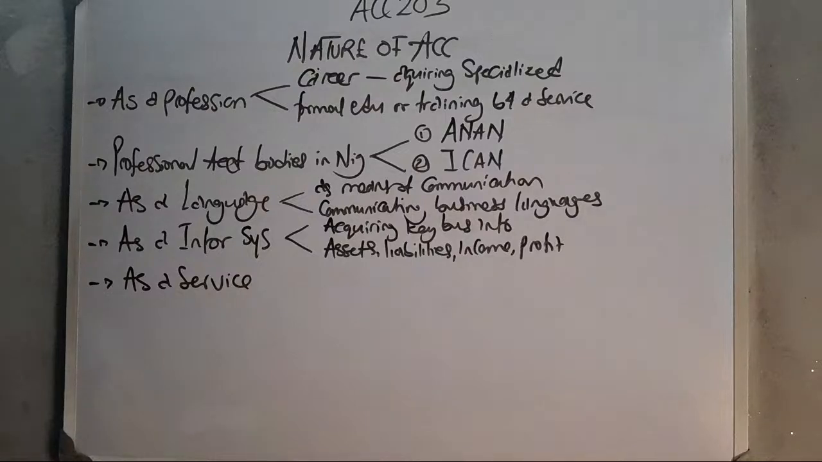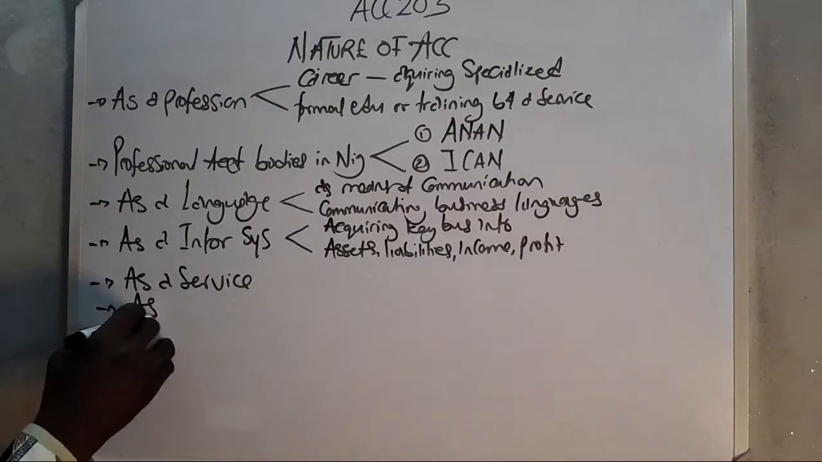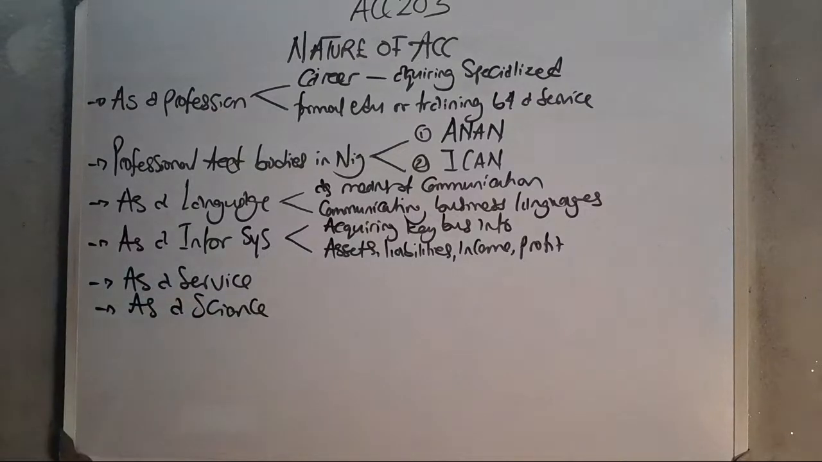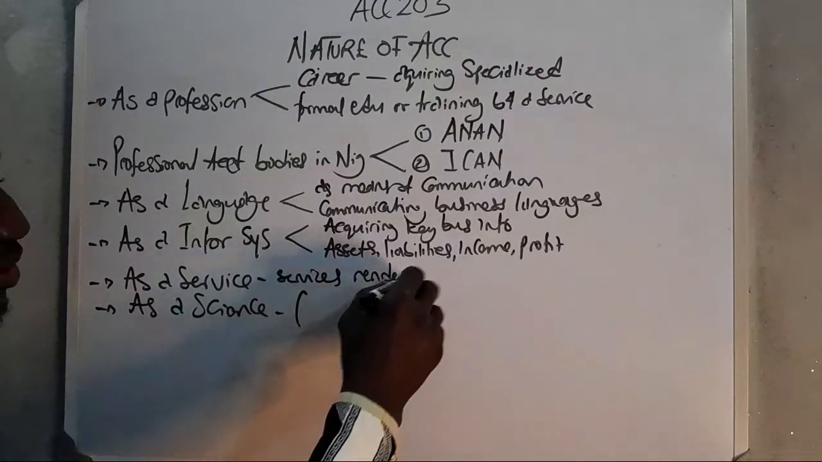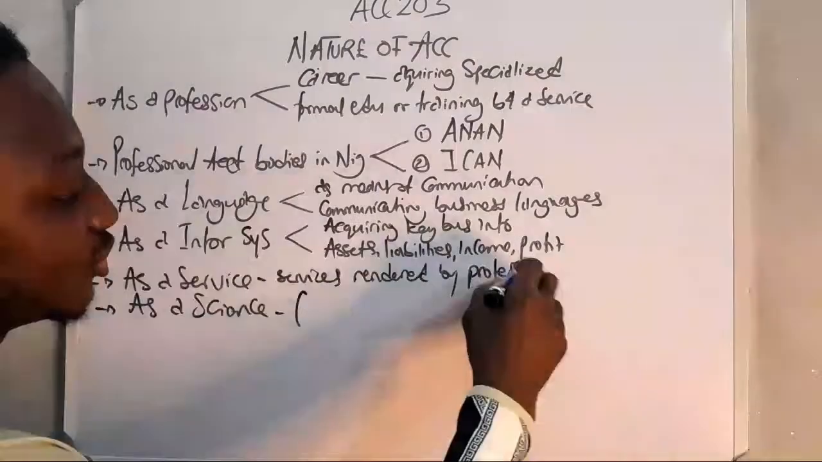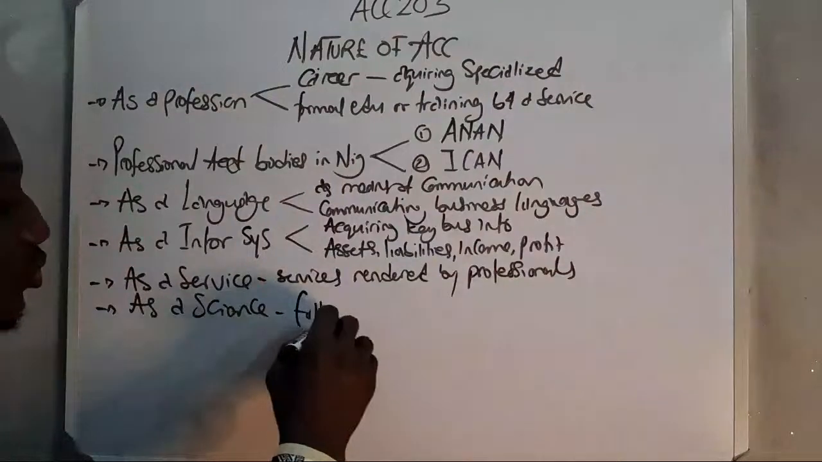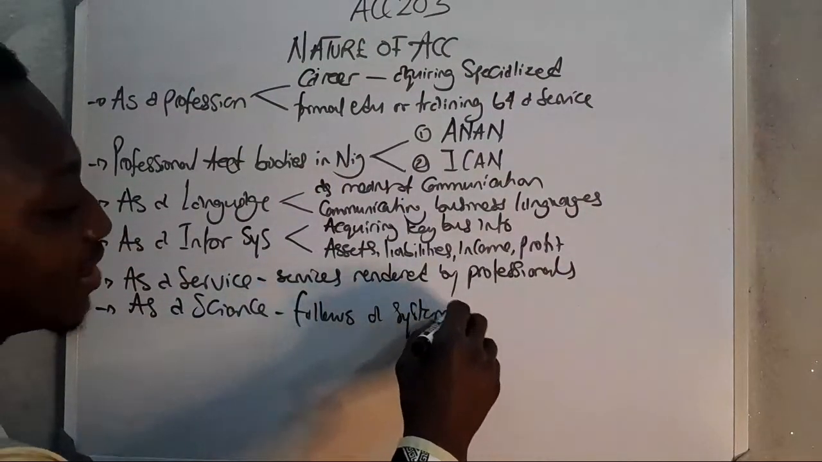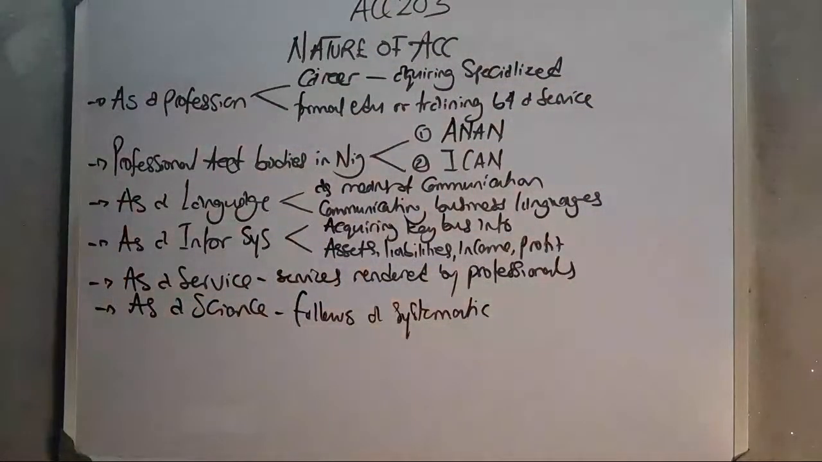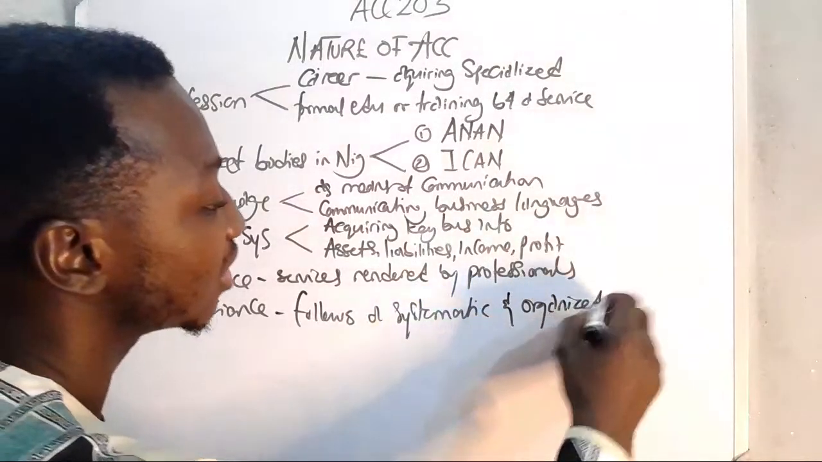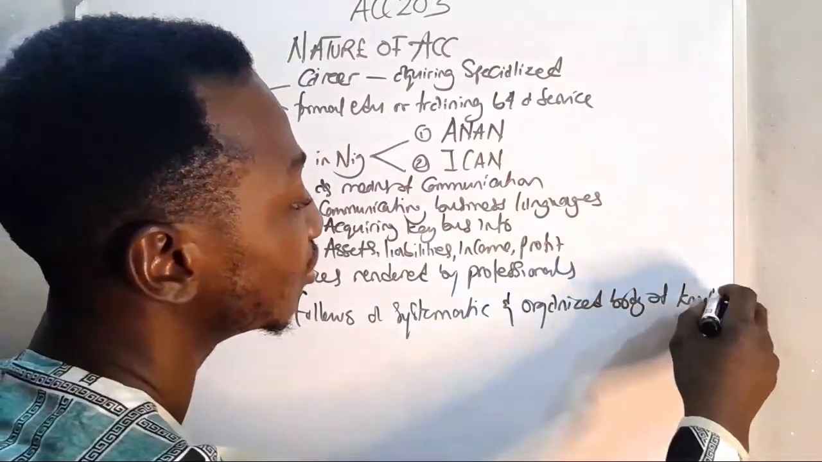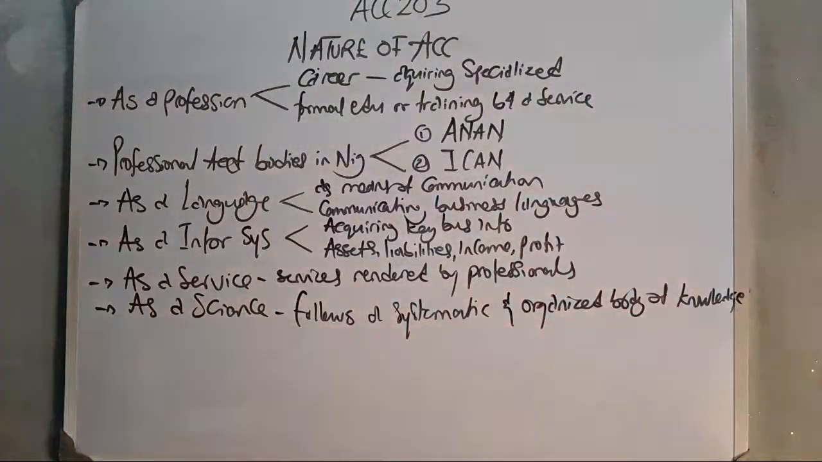It is also a science. As a science, accounting follows a systematic and organized body of knowledge, and that makes it a science.